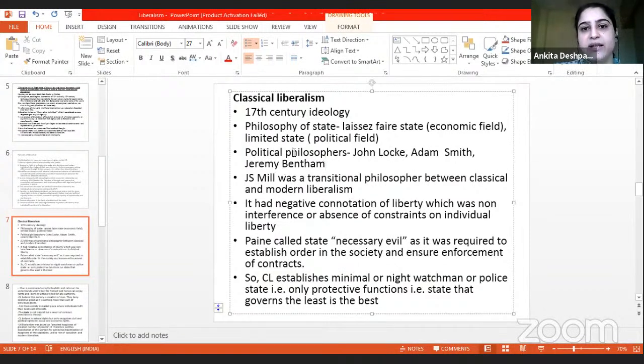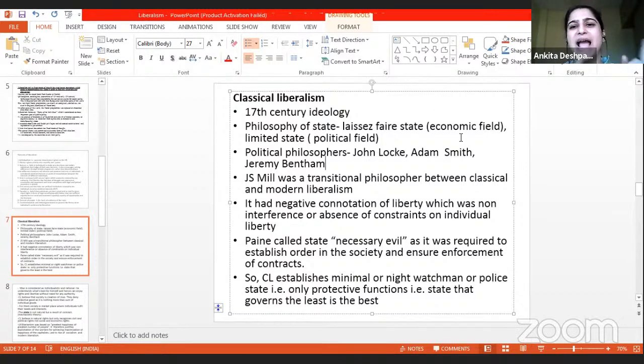Jeremy Bentham. All right. Basic philosophy is laissez-faire, open economy, open market society. Leave the economic activities of an individual alone. State should not interfere in economic activities of the people. All right. J.S. Mill is a transitional thinker, starts with classical liberalism, but goes on to establish modern liberalism. Okay. Classical liberalism has a negative connotation of liberty, which was non-interference or absence of constraint on individual liberty.